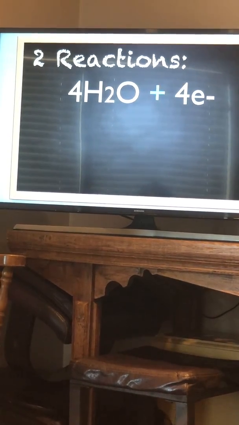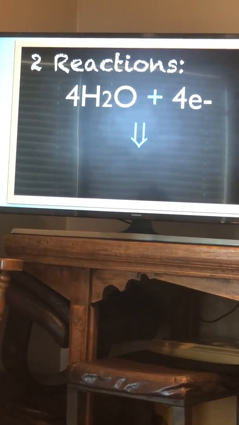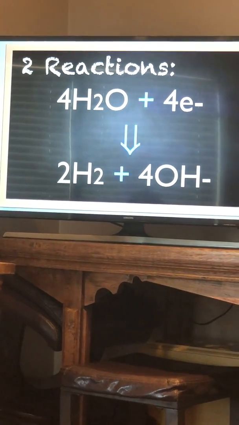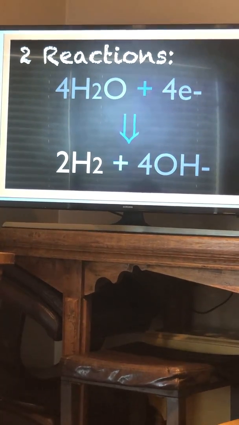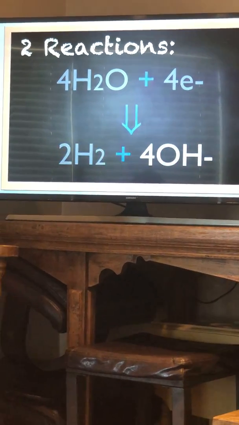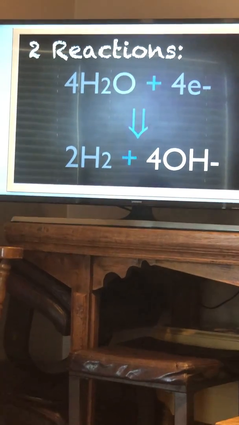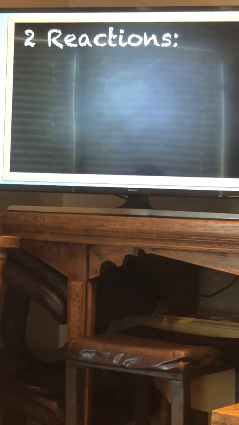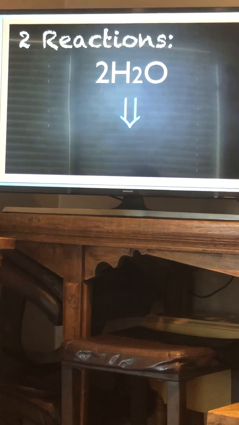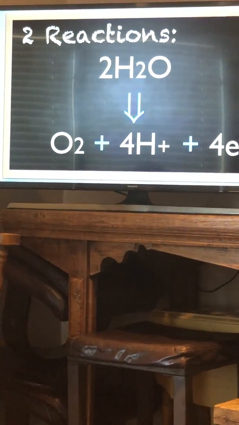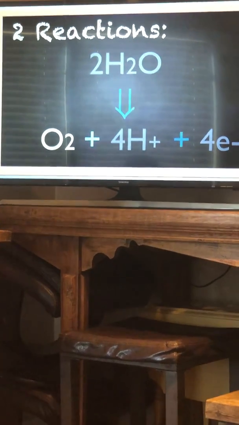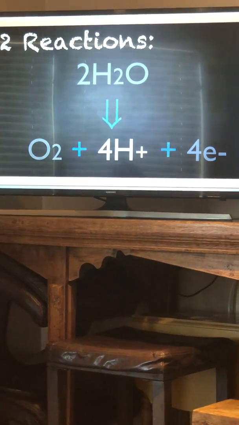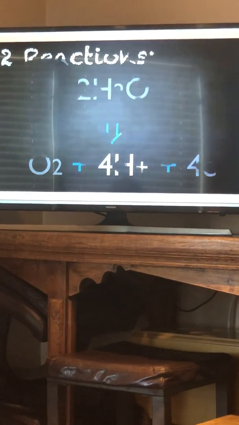4 water molecules plus 4 electrons reduces to 2 hydrogen gas and 4 hydroxyl ions. We are producing hydrogen gas, which leaves a high concentration of negatively charged hydroxyl ions in the water. 2 water molecules oxidizes to oxygen gas plus 4 hydrogen ions plus 4 electrons. We are producing oxygen gas, which leaves a high concentration of positive ions in the water.